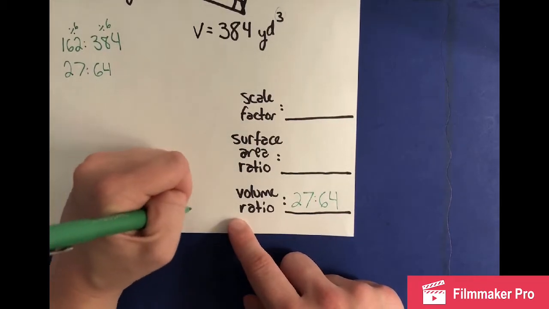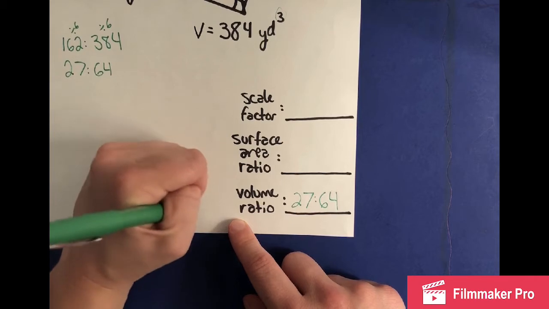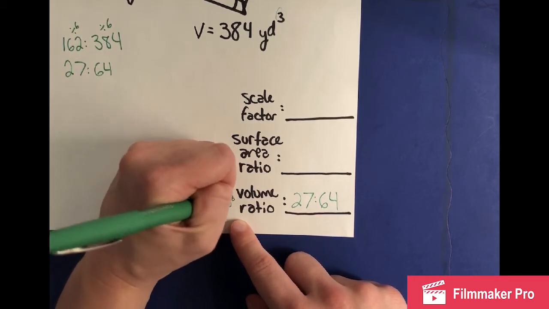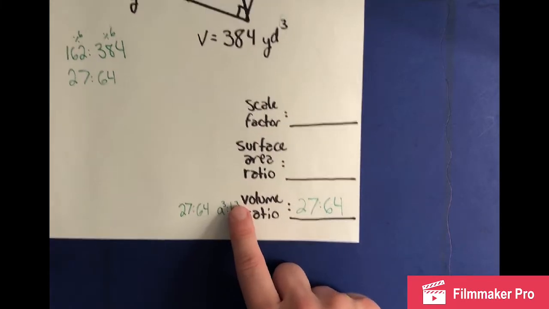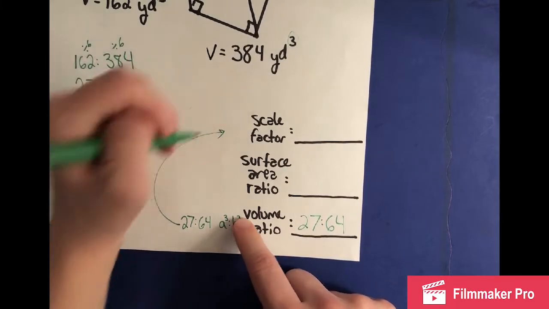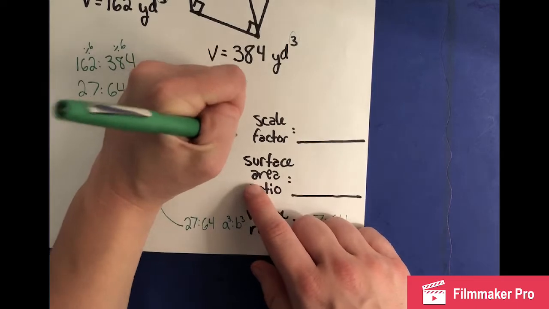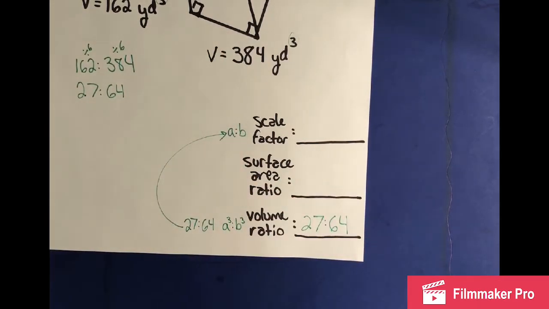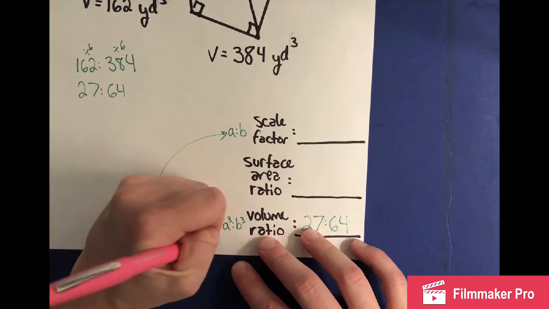So this is currently a cubed to b cubed. Yet again, I want to go back to scale factor first. So how do I get from a cubed, b cubed to a, b? Instead of taking the square root, we're taking the cube root.